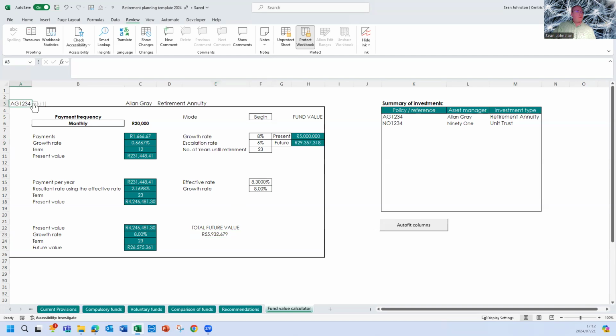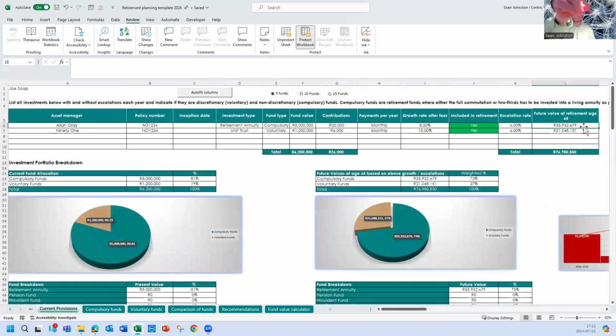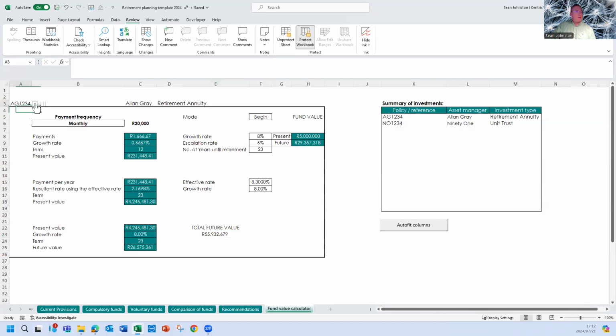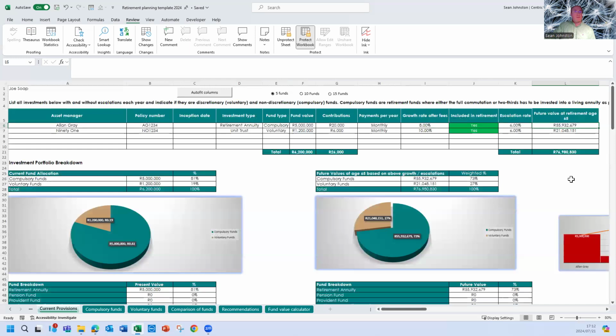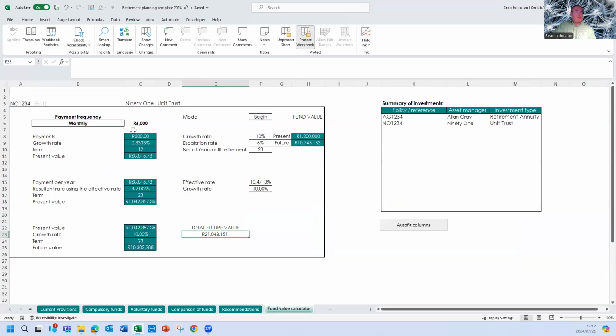Now, by the way, this 55,932 will correlate over here. Just bear in mind, this is a completely separate calculation. That's how I know it works. And then we've got the 91, which is 21.048. And this is how that's calculated.